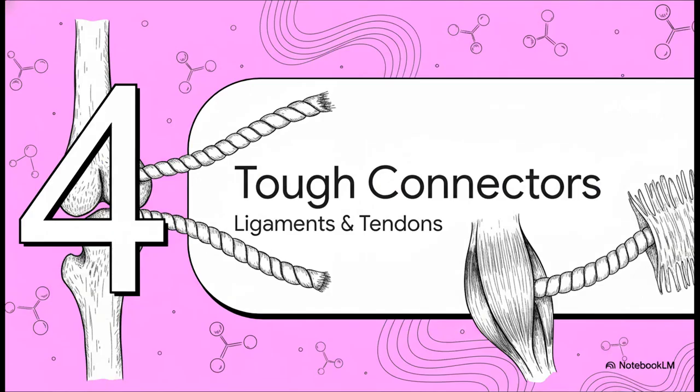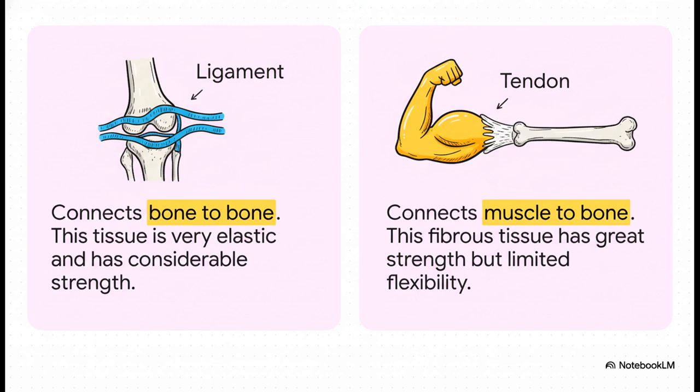All right, next up, we have the tough connectors. These are the tissues that literally hold our skeleton and muscles together. And we are going to look at two very important ones, ligaments and tendons. Now, please pay close attention here. This is a point where many students get confused, so we will go through it very slowly.